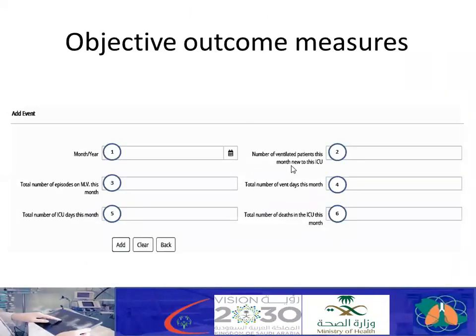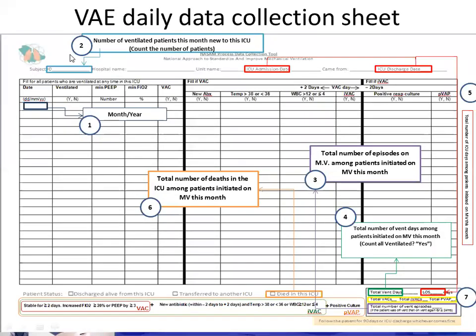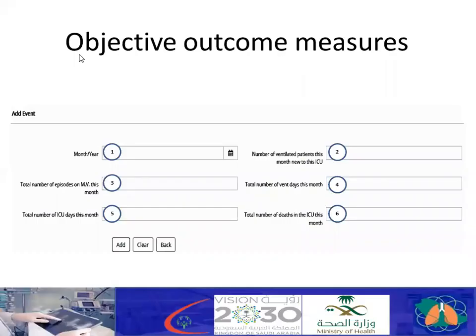For the total number of ventilated patients this month new to this ICU, we count the number of forms, which is by getting number 2. So the subject ID will be reflecting the total number of ventilated patients, the total number of episodes of mechanical ventilation. So we should have at least a match of the total number of ventilated patients with the number of episodes. It can't be less than that. It should be at least equal. Yes, some patients might have one extra episode, which is defined by an extubation, then re-intubation after one full calendar day.